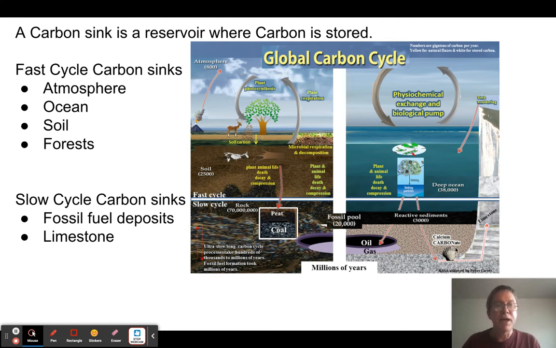So shell matter, coral, that all accumulates on the bottom of the ocean, and it resides there again for millions of years. So we call it the slow cycle. So basically, think of this in terms of tens to thousands of years for the fast cycle, and this is millions to hundreds of millions of years.